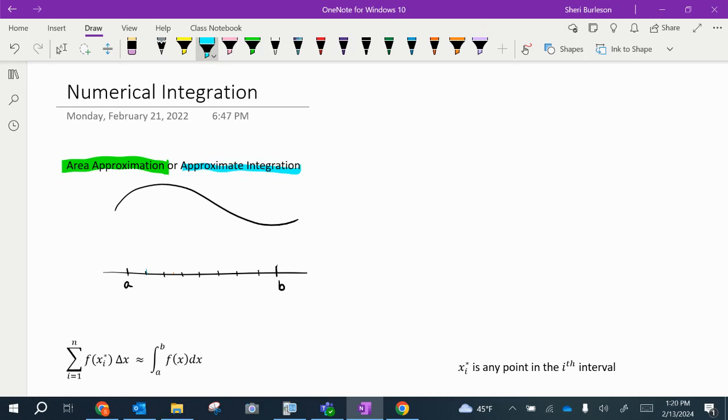Sometimes you can't actually integrate the function. Sometimes you don't have a function that would allow you to integrate. And then the best option you have is an approximation. So we're looking at approximation.